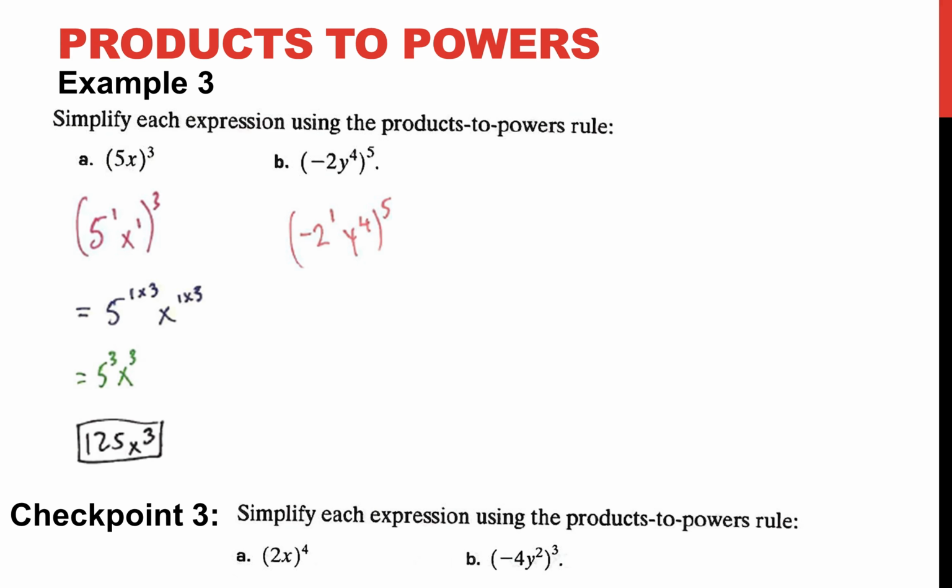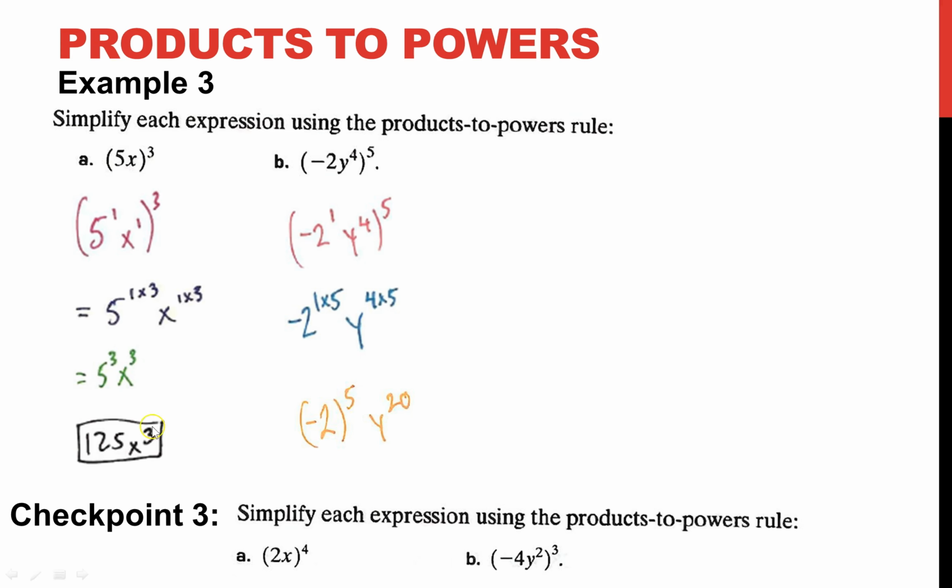So now I've got the same thing with the second example, that 2 did not have an exponent, which is why I skipped ahead and gave it the exponent of 1. I'm going to multiply the exponent on the outside, which is 5. I'm going to multiply 1 times 5 and 4 times 5. Cool. That gives me negative 2 to the 5th and y to the 20th.